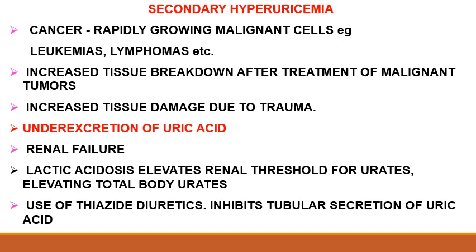So the three things to remember about under-secretion of uric acid is the renal failure. Secondly, elevation in lactic acid. This is because the renal threshold for urates is affected, and this elevates the total body urates. And thirdly, the use of thiazide diuretics, which inhibit the tubular secretion of uric acid.